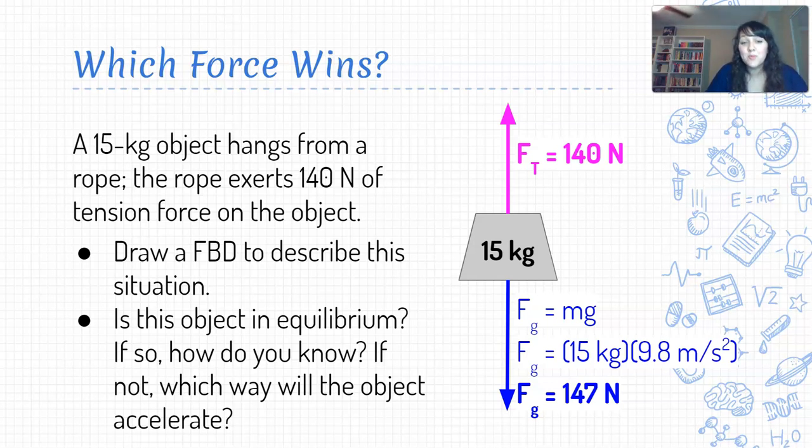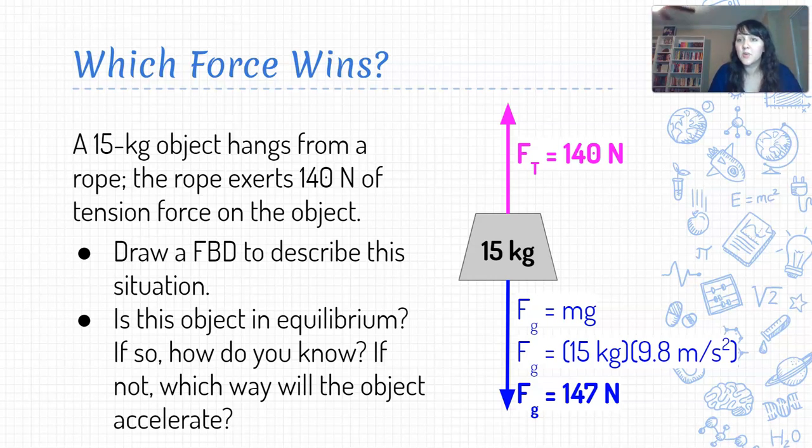So I can tell that this object is not in equilibrium, because equilibrium would mean that both forces were canceling each other out, that we have equal pulls on both sides of this object. And that's not the case. We have 140 newtons upward and 147 newtons downward. So there's a bigger force pulling down on the object than pulling upward on the object, which leads me to believe that this object is going to be accelerating downward in the direction of that bigger force. So we're not all balanced out here. We're not in a state of equilibrium. And so our object's not going to maintain a constant velocity.